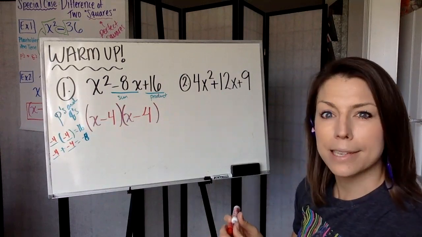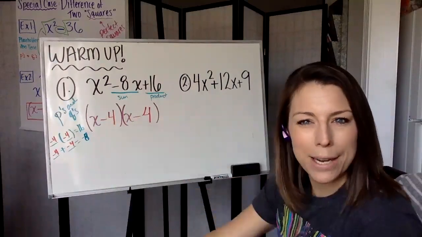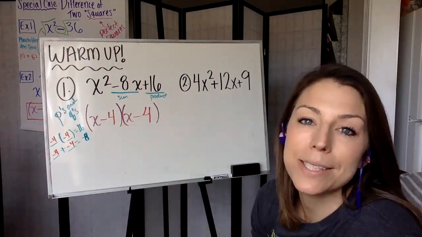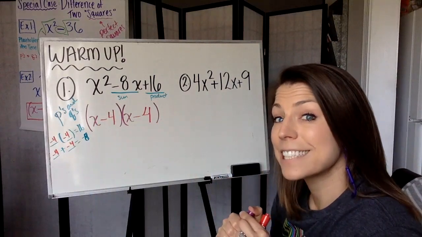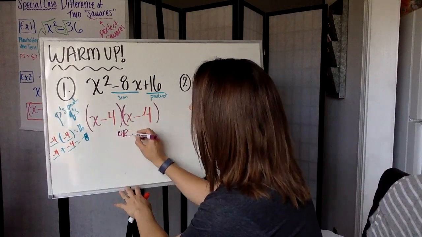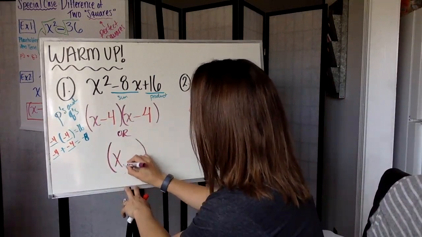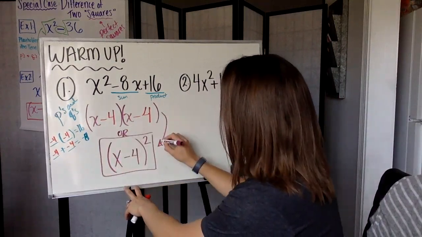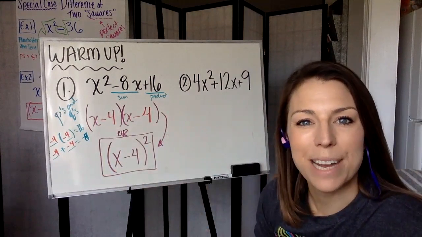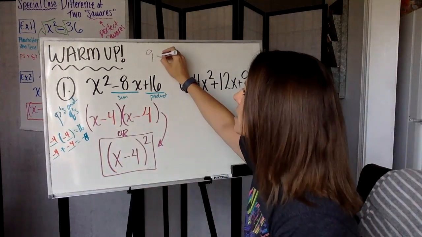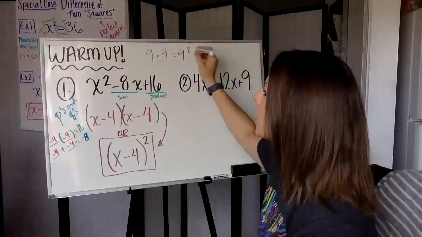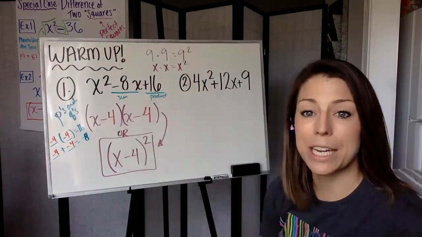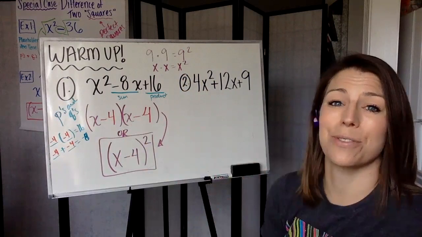There's something interesting about that, isn't there? They're the same exact binomial. Did you notice that? x minus 4 and x minus 4, it's the same binomial. Do you know what happens when you have the same binomial like that? What you can do is you can actually write your answer like this. What? I know, totally crazy, right? Because a square basically means multiply something by itself. Just like I could say 9 times 9 is the same thing as 9 squared, or x times x is the same thing as x squared. If I have x minus 4 times x minus 4, I can write that as x minus 4 squared.